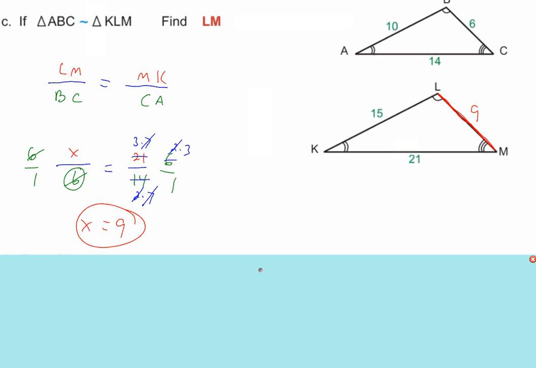Watch this. Doesn't 9 divided by 6 equal 21 divided by 14? And doesn't that equal 15 divided by 10? It does. Doesn't 6 divided by 9 equal 14 divided by 21? It does. And doesn't it equal 10 divided by 15? It does. They're all 2/3.